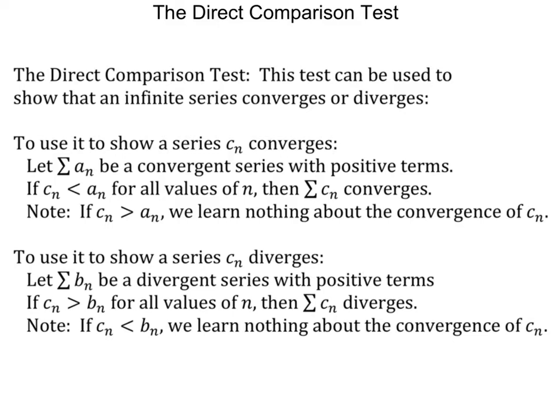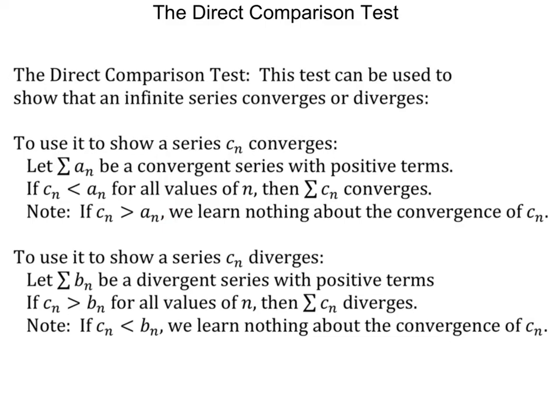So first, if you want to show that a series you have converges, suppose you've got some series Cn and you want to show it converges. Well, suppose that you know about some series An that converges and has positive terms. If every single term of your series Cn is less than the terms of An, for all values of n, then you will know your series Cn converges. Now keep in mind, if Cn is actually bigger than the terms of the convergent series, then we don't know anything about the convergence of Cn.